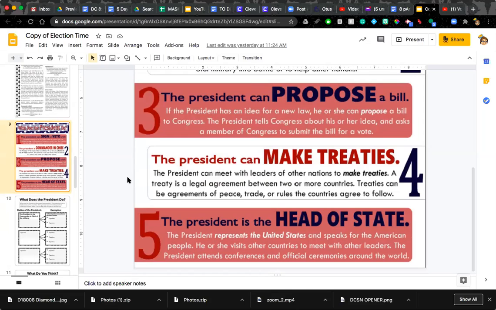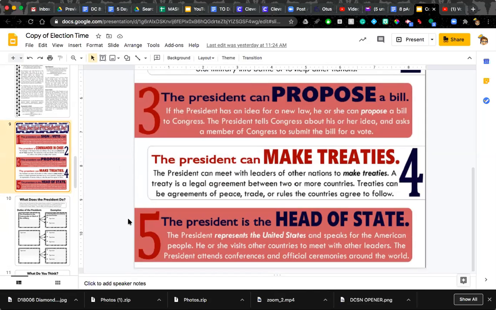The president can make treaties. He can meet with the leaders of other nations to make treaties. A treaty is a legal agreement between two or more countries. It can be an agreement of peace, trade, or rules that the countries agree to follow.